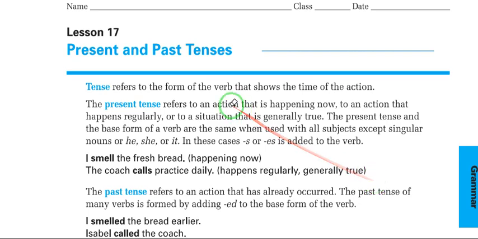Today's grammar lesson is too simple. It's about tenses, present and past tenses. First of all, let's have a look at this timeline. We all know that the moment here is what I'm doing now. It's exactly what I am doing.